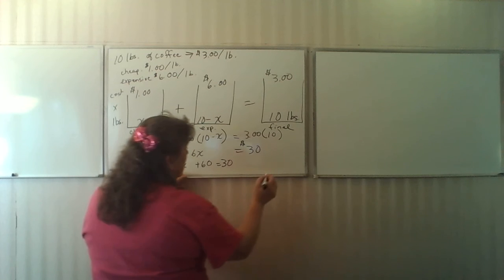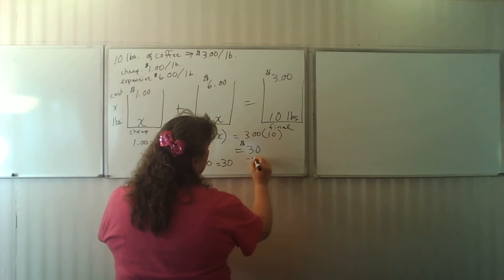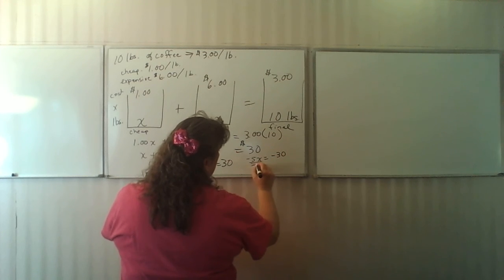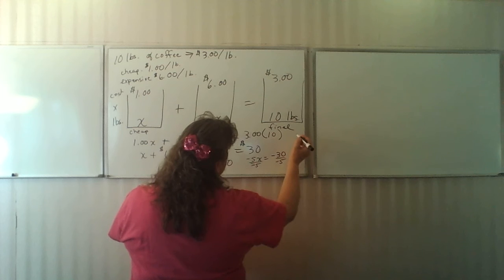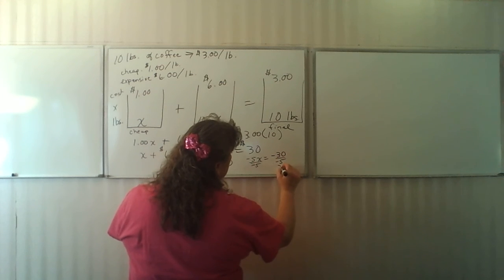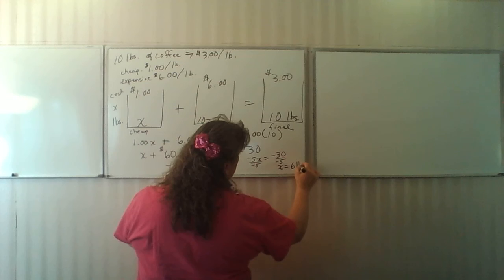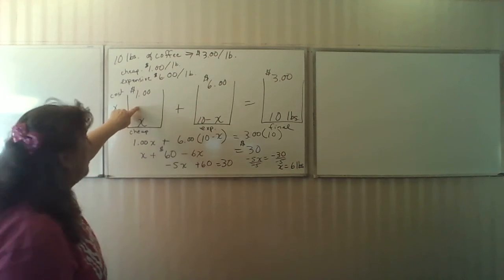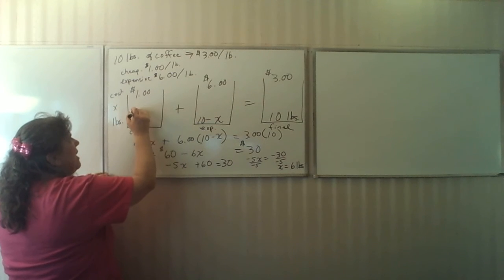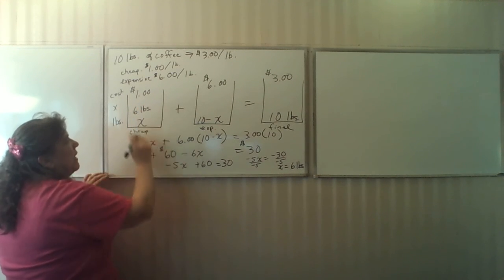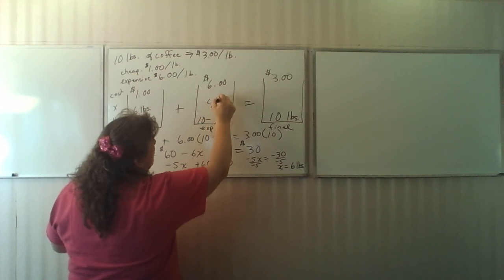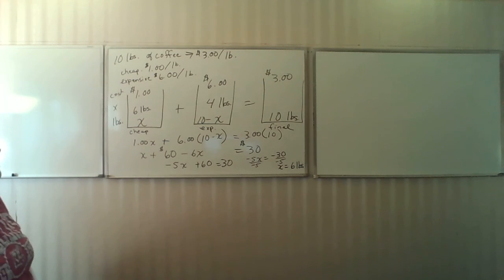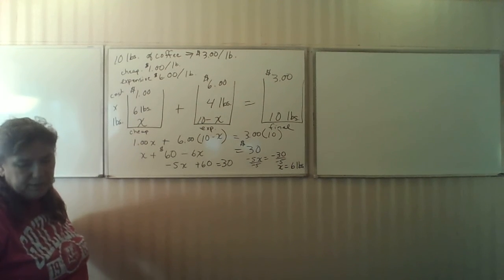Subtract my 60, and I'm going to end up with a negative 5x equals a negative 30, and divide by negative 5. So my x is going to equal 6 pounds. So I'm going to buy 6 pounds of my cheap coffee. So this is 6 pounds for this one. And 10 minus 6 gives me 4 pounds of my expensive coffee. And that's how I'm going to get my 10 pounds of coffee at $3 a pound.